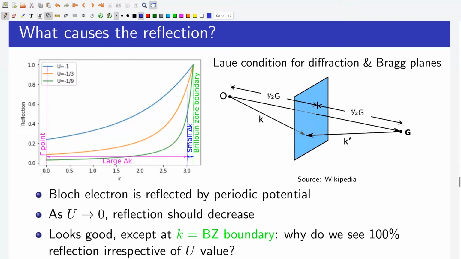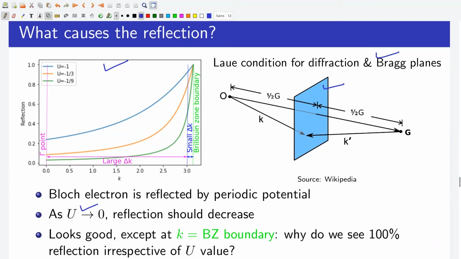In the left-hand side, I show the plot of reflection for different values of U. In the right-hand side, I show the Laue condition of diffraction, and the blue shaded region is a Bragg plane which is located at the Brillouin zone boundary, and a wave is reflected from the Bragg plane if Laue condition is satisfied. We know that Bloch electron is reflected due to the periodic potential. Thus, as U tends to 0, reflection should decrease.